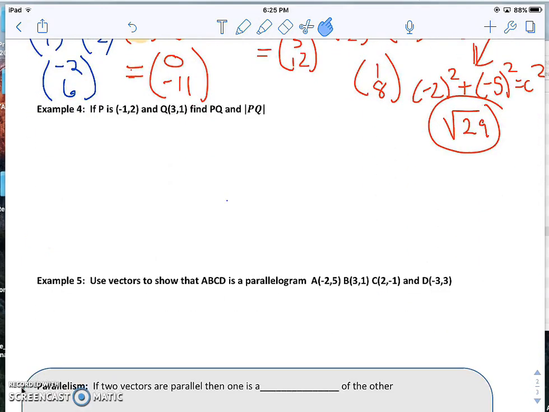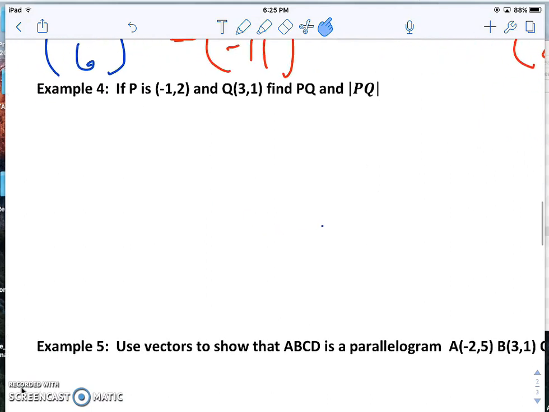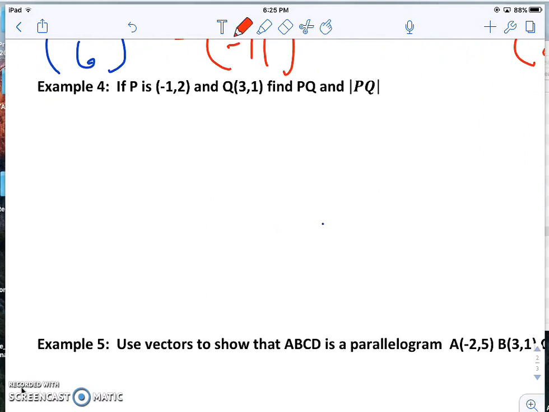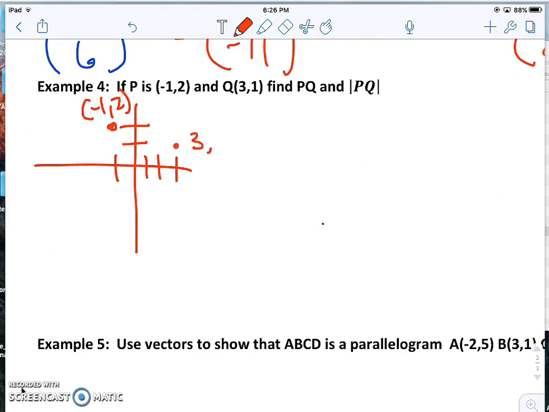So the next one that we're going to take a look at here, if p is negative 1, 2, and q is 3, 1, find pq and the magnitude. So these are coordinates here. So if we were to graph this, negative 1, 2, and 3, 1, and we're going from p to q.